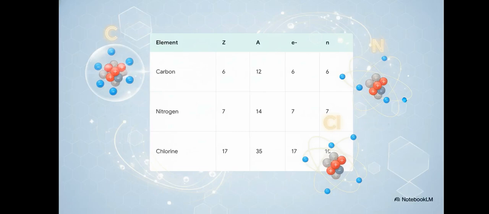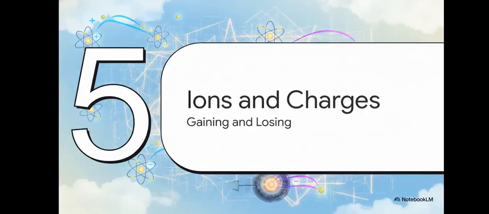7 protons, 7 electrons, and a mass of 14 leaves you with 7 neutrons. And chlorine? If we use a rounded mass of 35 for a typical isotope here, it's got 17 protons, 17 electrons, and subtracting 17 from 35 gives us exactly 18 neutrons. It is just remarkably, beautifully consistent. But what happens when things change? Let's get into Chapter 5, Ions, Gaining and Losing, the Outer Shell Shuffle.